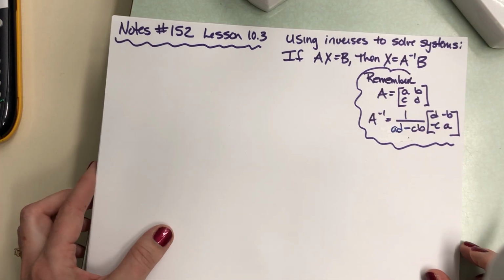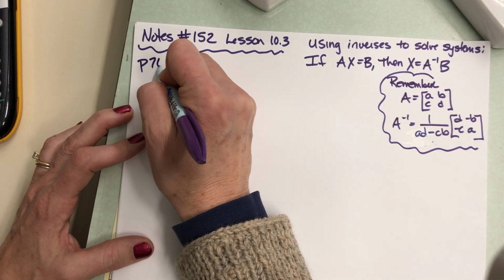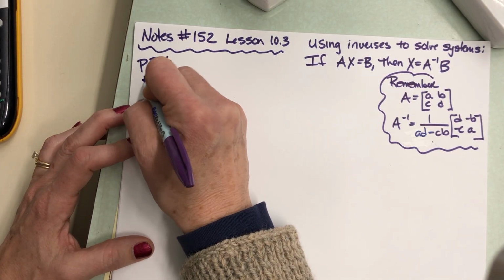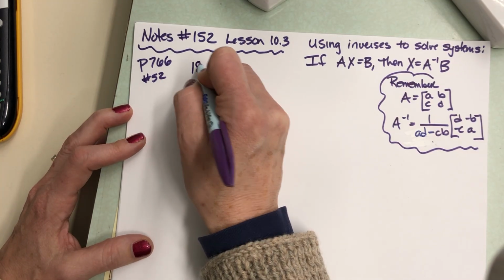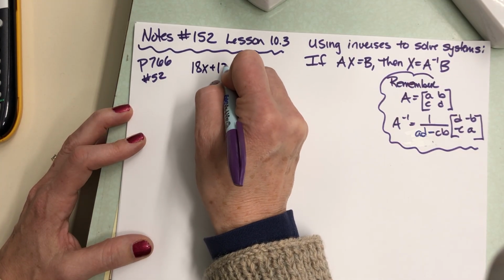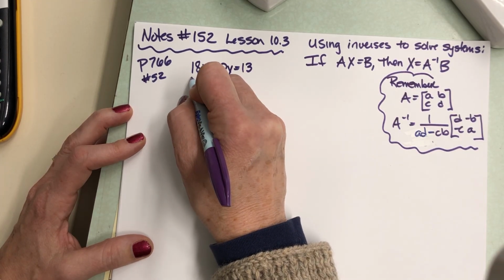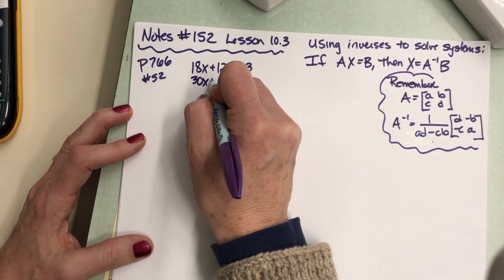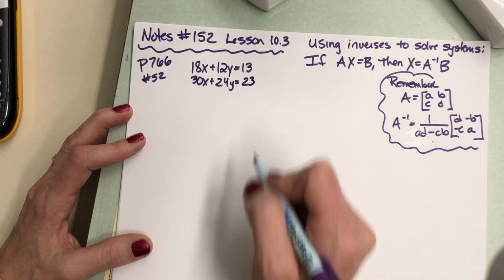Okay, so we're going to work on page 766, number 52, and they give us a system of equations. So they've got 18x plus 12y is equal to 13, and then the second equation is 30x plus 24y is equal to 23. All right, so there we have it.